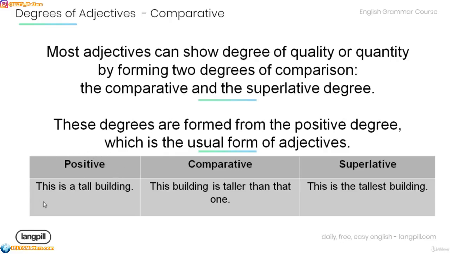For example, this is a tall building. The comparative form, this building is taller than that one. And the superlative, this is the tallest building.